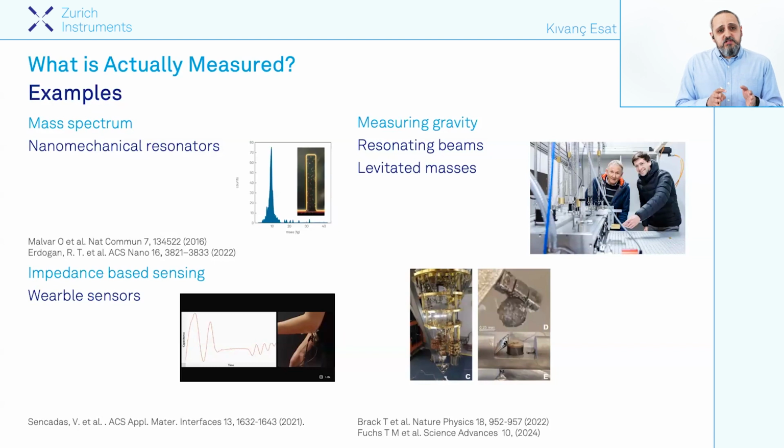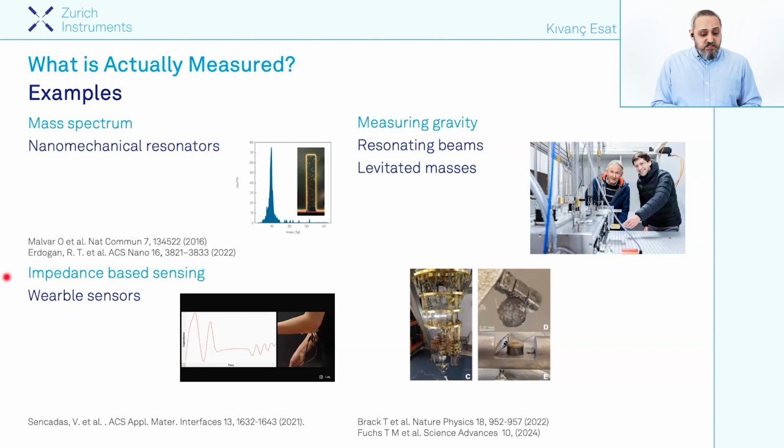Before moving forward, let's look at a few examples of what is actually measured in various cases. It could be a mass spectrum. In this case, it's a cantilever, a mechanical device where you can see some dots on it. These are particles added one by one, and we measure its spectrum. And this will be the corresponding mass spectrum. This is done by such nanomechanical resonators.